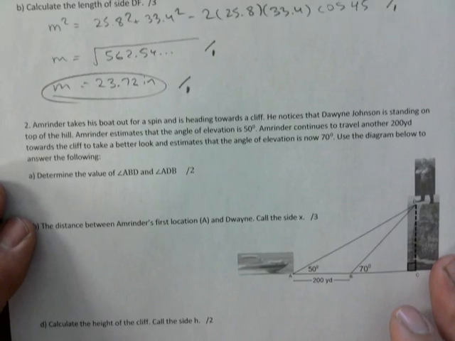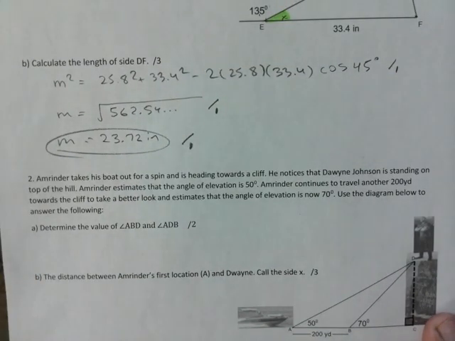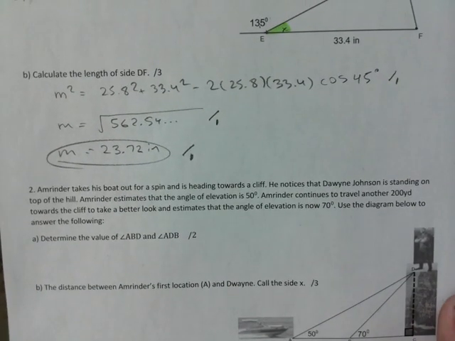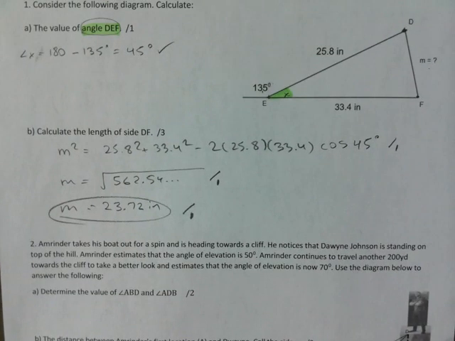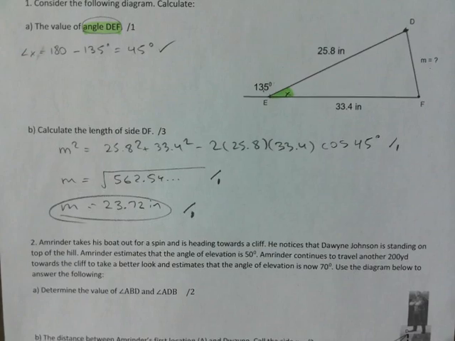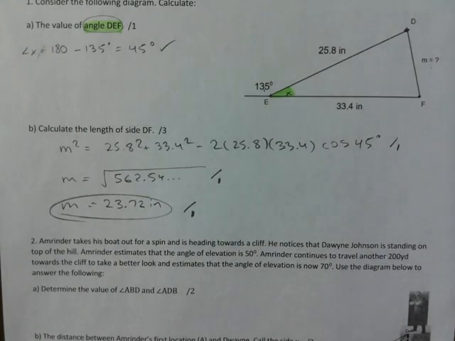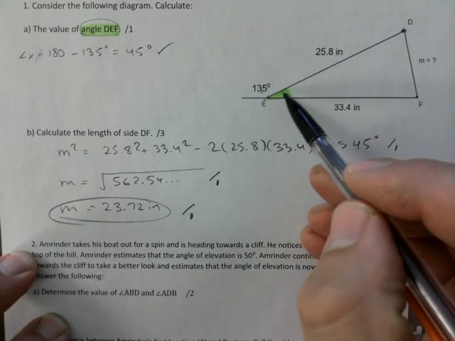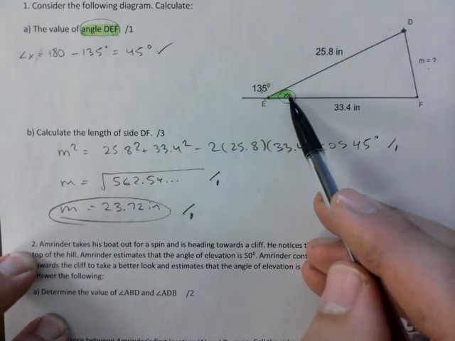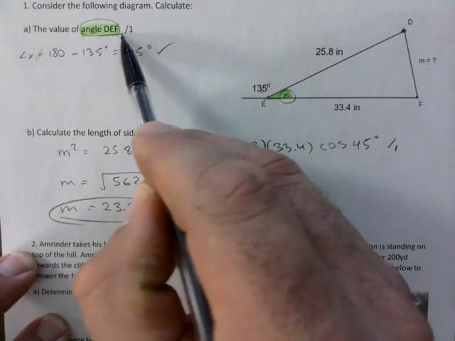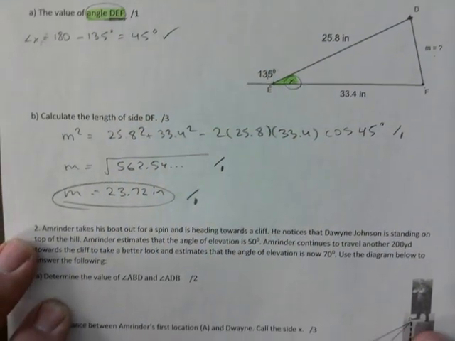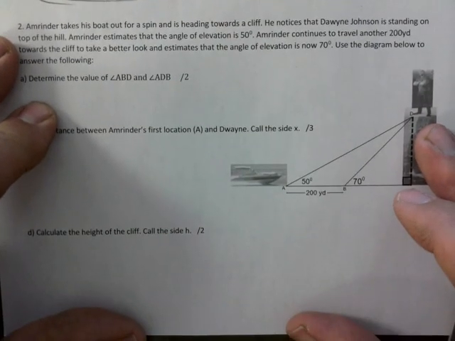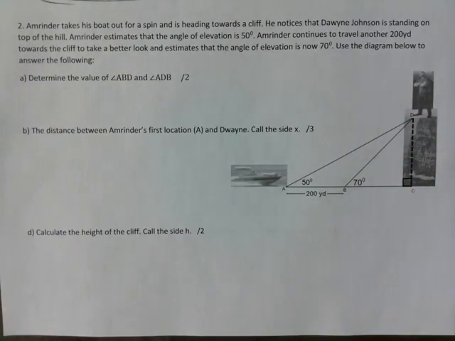Which angle? Angle F? In this case, it didn't ask for it, but you could. DEF, that is just this angle here. It's just a 3-letter notation. We're done there. Next.